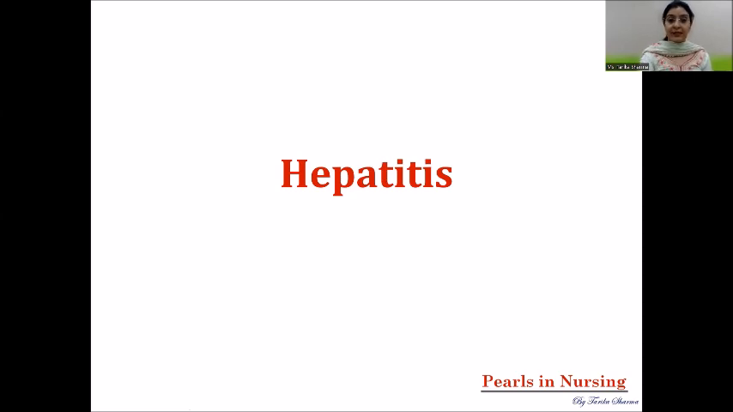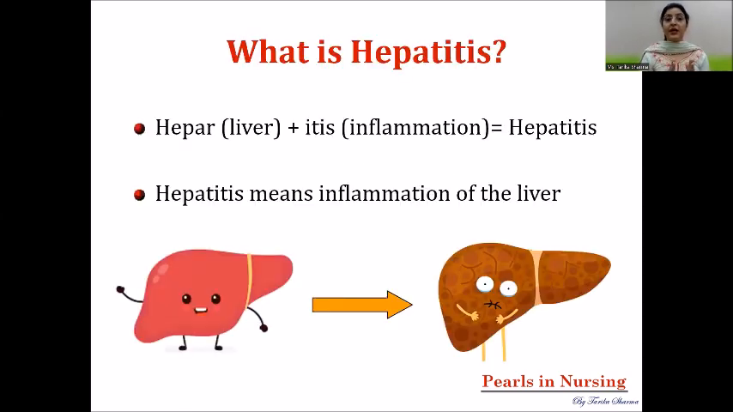जब हम बात करते हैं hepatitis की, it is very simple. Hepa means liver, itis means inflammation. So basically, hepatitis means inflammation of the liver. जब because of various reasons liver जो है वो inflamed हो जाता है, उस condition को हम कहते हैं hepatitis.